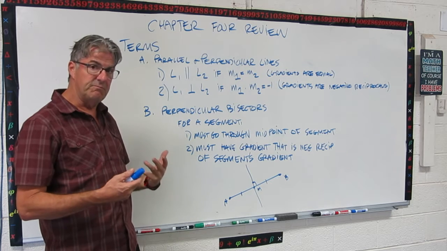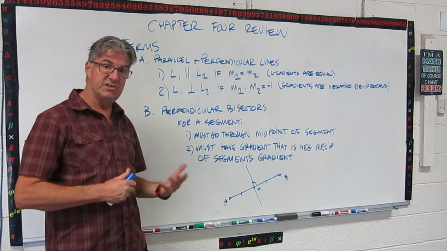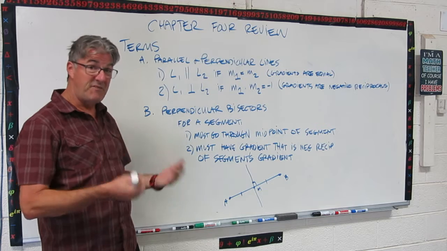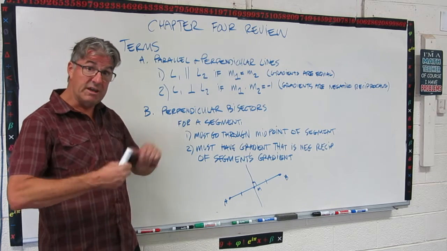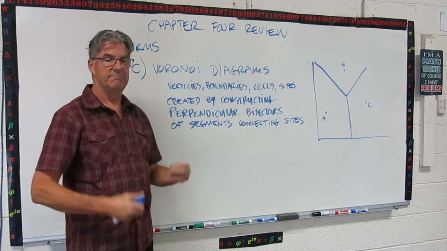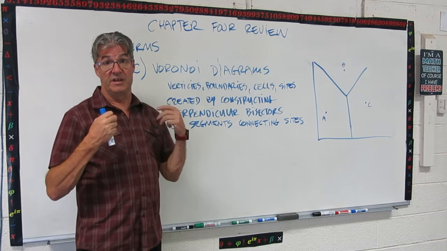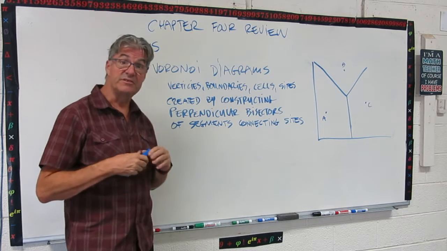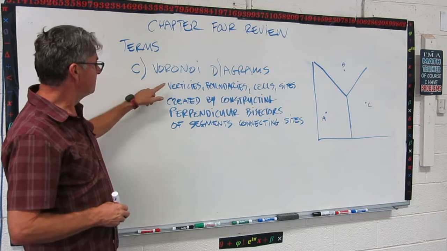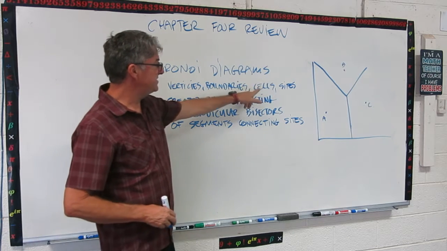And we did a bunch of work here for being able to create equations of perpendicular bisectors, being able to find midpoints and all of that. And that all came together in the Voronoi diagram. The last thing we covered is the Voronoi diagrams. So let's take a look at some of the terminology there. We have vertices, boundaries, cells, and sites.